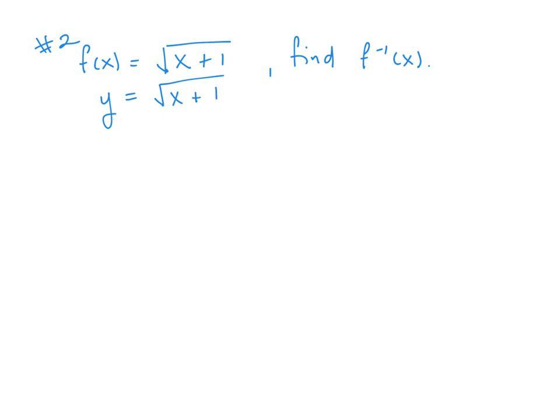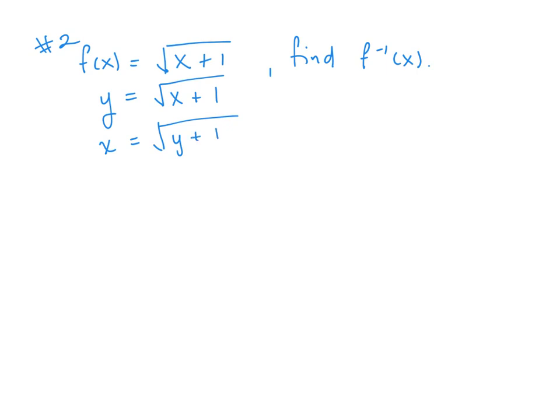So we're going to say, let f of x equal the square root of x plus 1. All right, we're going to find the inverse function. So it says find f inverse of x. So this is number 2. We'll start with the same process. We change f of x to y. We switch our x and y. So x equals the square root of y plus 1. And now I need to solve for y.